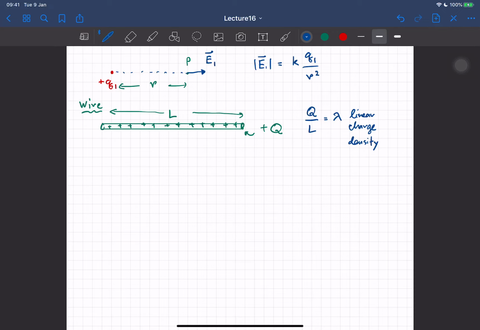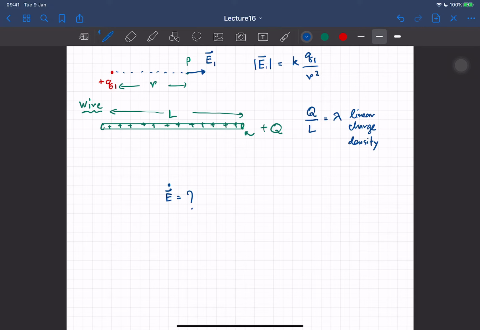Okay, so what to do next? Well, the goal of this calculation is to find the electric field at this point here. So what is the electric field at this particular point?